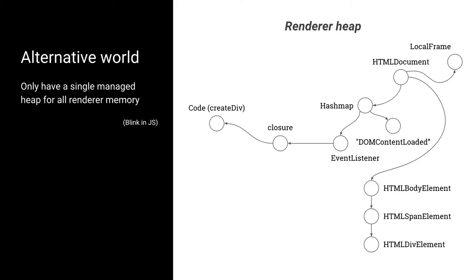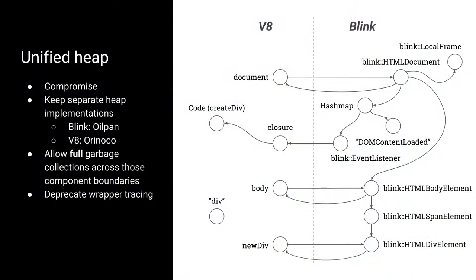And actually, Blink in JS tried to go in this direction. I implemented the DOM directly in JavaScript. It didn't work for other reasons, and there are very good reasons this didn't work. But just as a logical concept, in an ideal world, we would only have one heap and only one GC that manages this live memory. So we want to take this logical concept, one heap, and actually apply it to our current system. So this is the unified heap idea.